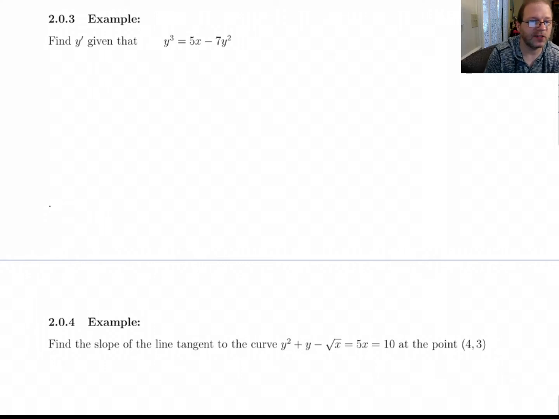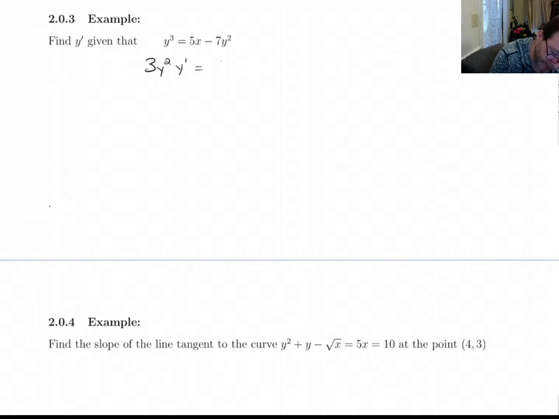All right, let's look at this example. Find y prime given that y cubed equals 5x minus 7y. So if we take the derivative of this implicitly, the derivative of y cubed is going to be 3y squared y prime. Derivative of 5x is 5. And the derivative of 7y squared is going to be 14y to the first power times y prime.